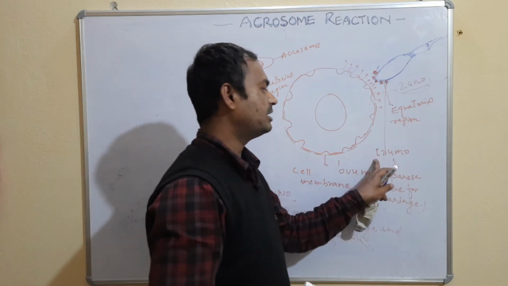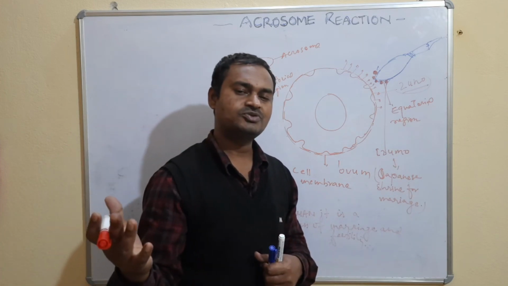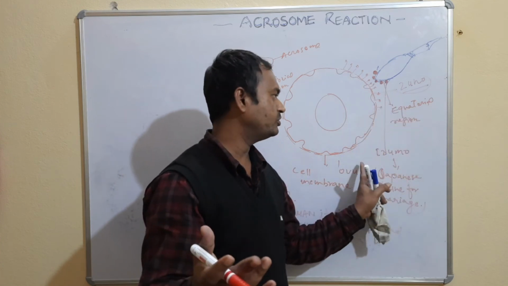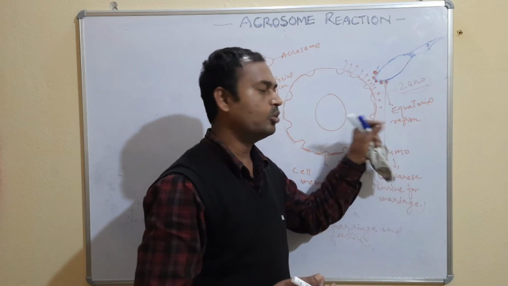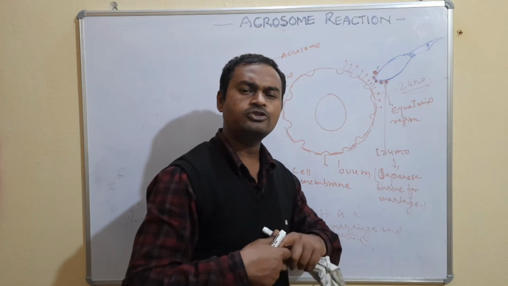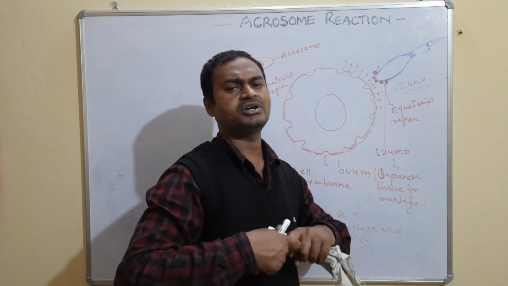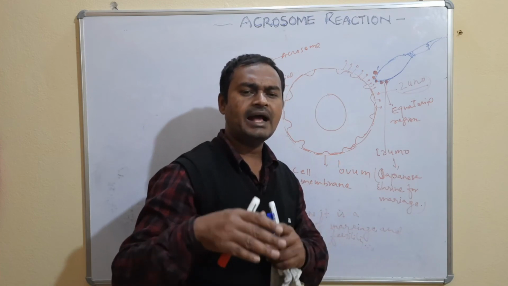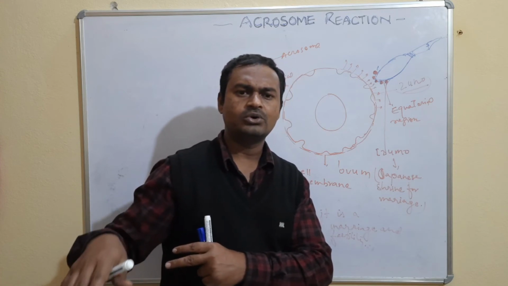So now we come across two proteins, Izumo and Juno. Izumo is present on the sperm head and Juno is present on the surface of the ovum. Okay. Now what happens? Izumo and Juno combine with each other, and it fuses with the outer membrane of the ovum.